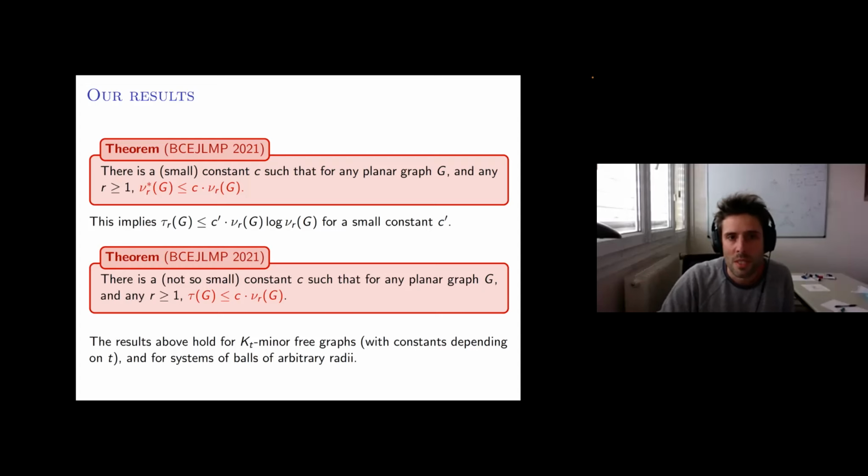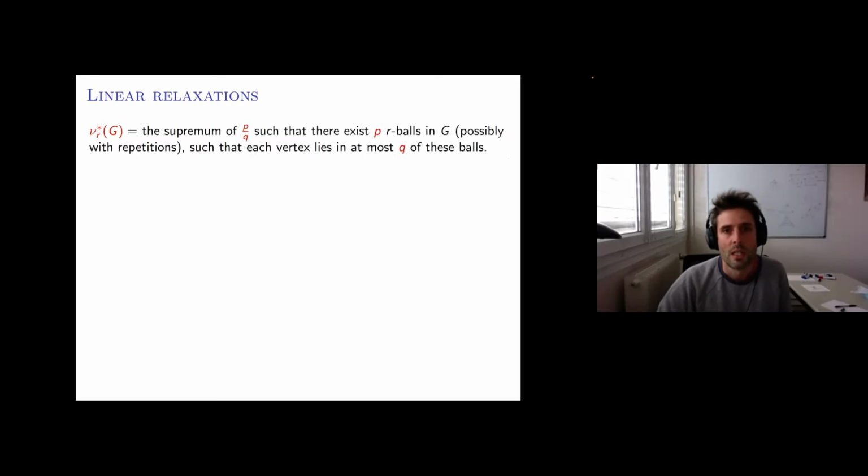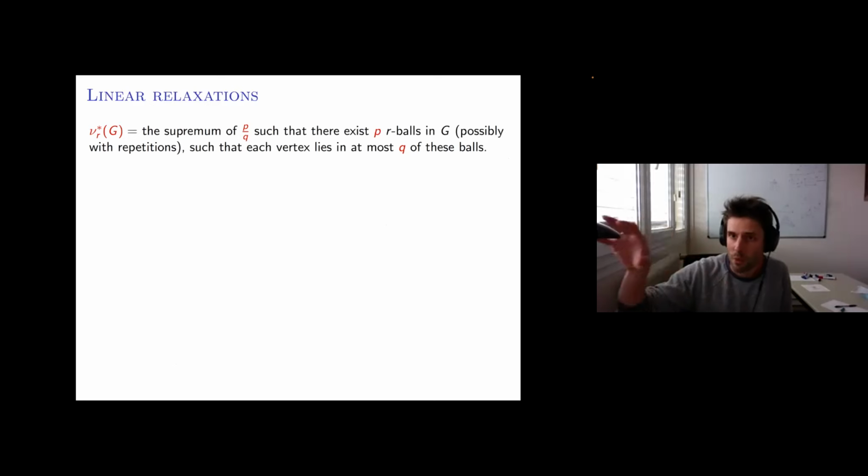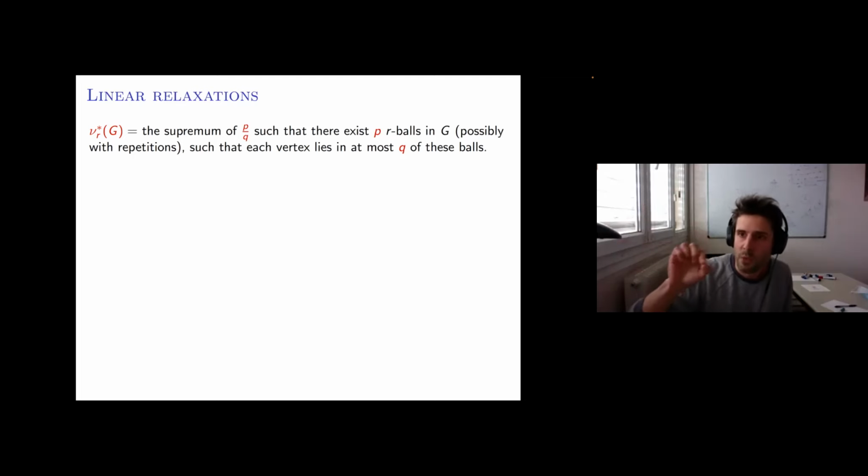All right, so let me say what this nu star is if you don't know the fractional relaxation. There are many different versions. You can write things as linear programs, but I'm not going to use that. So let us define nu star as the supremum of all fractions p over q, such that you can find p balls. I'm only going to talk about r-balls during the talk for simplicity. So R is fixed. You're going to find p balls in your graph, possibly with repetition. So you can take the same ball several times. And each vertex lies in at most q of these balls.